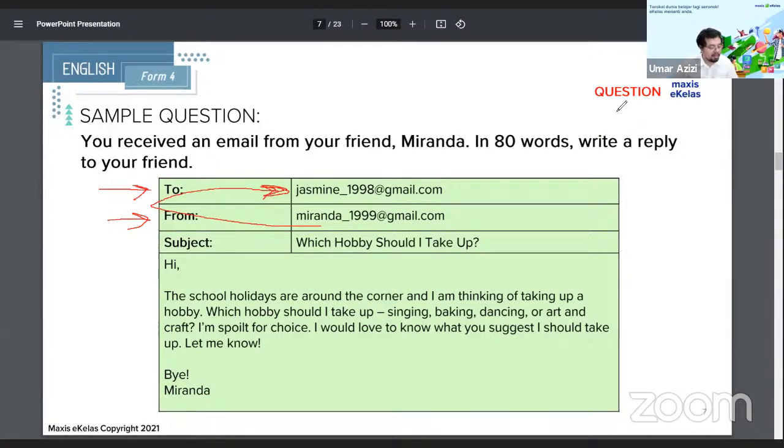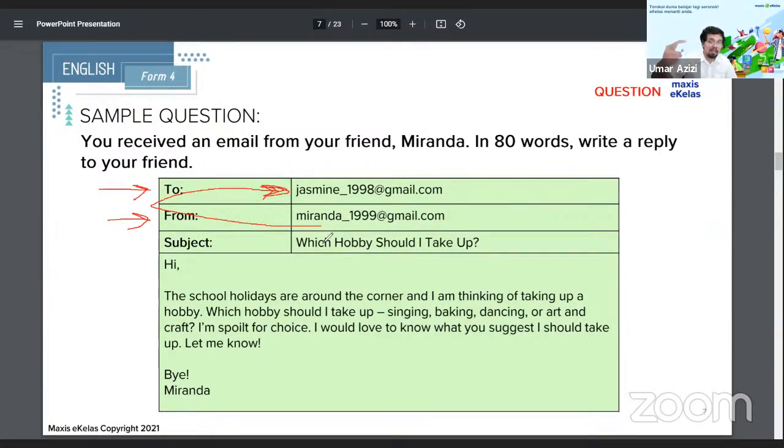Does that make sense? Is everyone still confused about this? So Amara, Magentira, and a few other people are also slightly confused about this. So I want to explain. An email is written to Jasmine from Miranda. That means daripada Miranda ke Jasmine. So that's how we identify this.